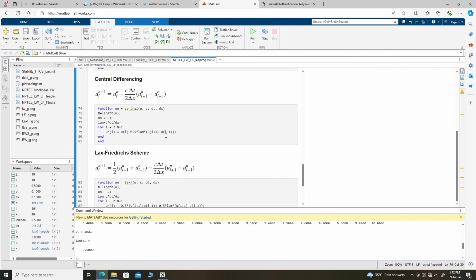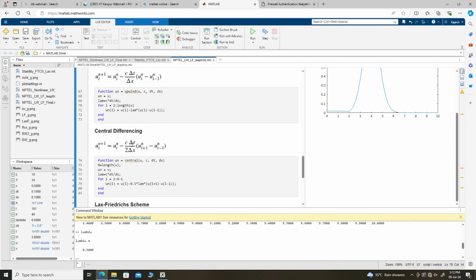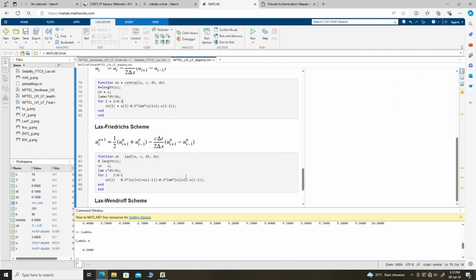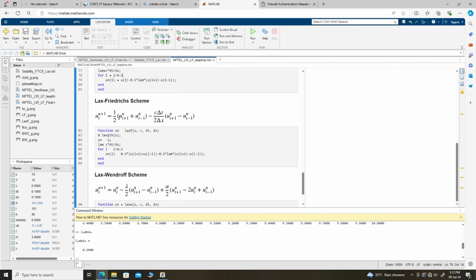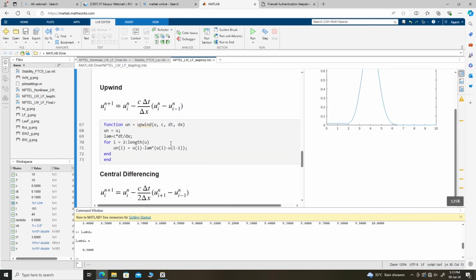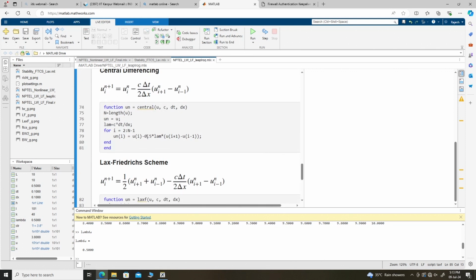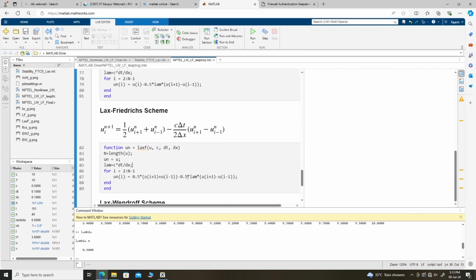Similarly, this is the central differencing scheme, which is c delta t by 2 delta x, and the function name is central here. I calculate lambda, and this is 0.5 into lambda times (u_i plus 1 minus u_i minus 1). This is the Lax-Friedrichs scheme, where the u_i term is replaced by half of (u_i plus 1 and u_i minus 1). I have just replaced this term here, and all other terms remain the same.